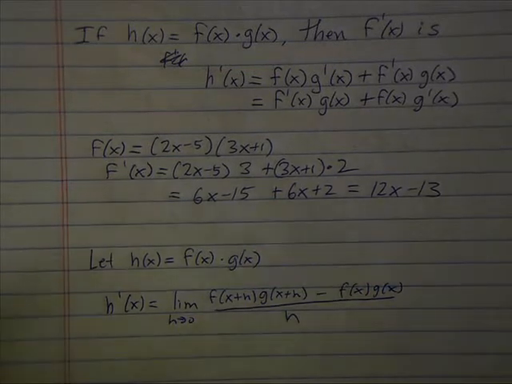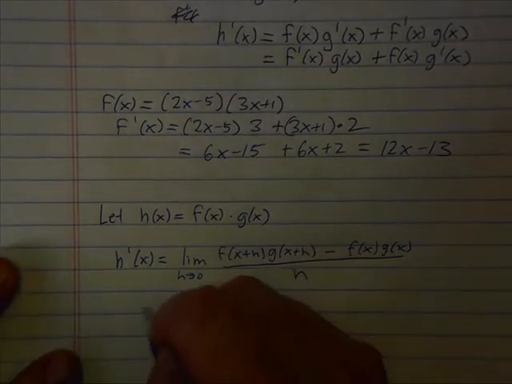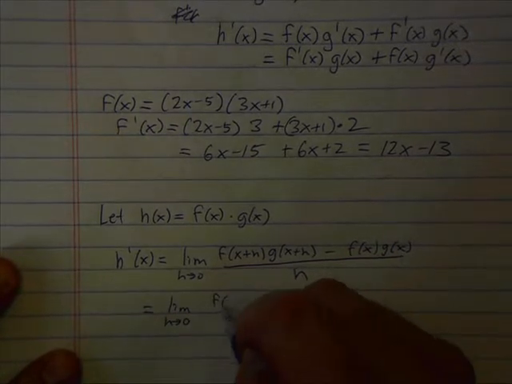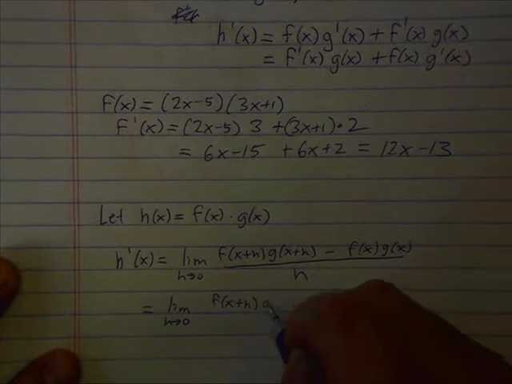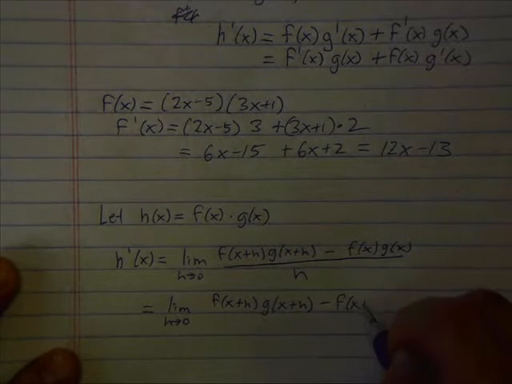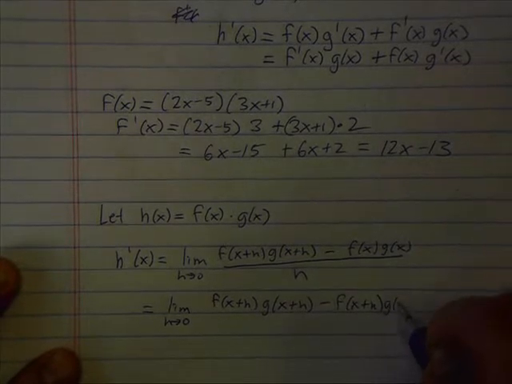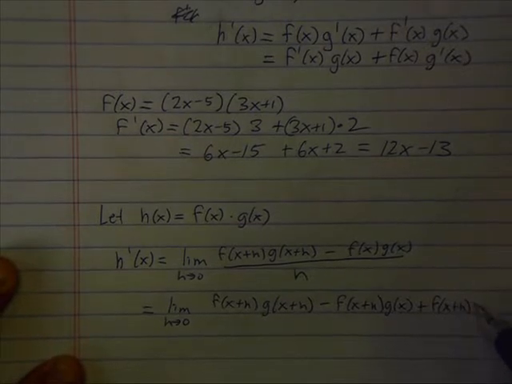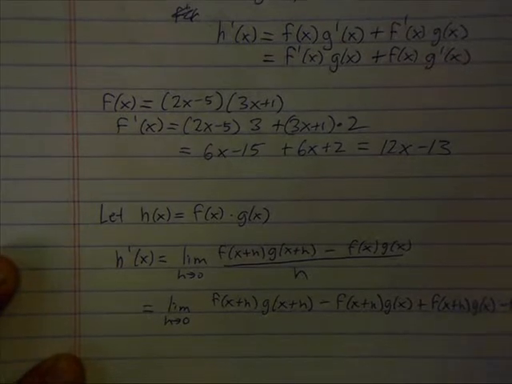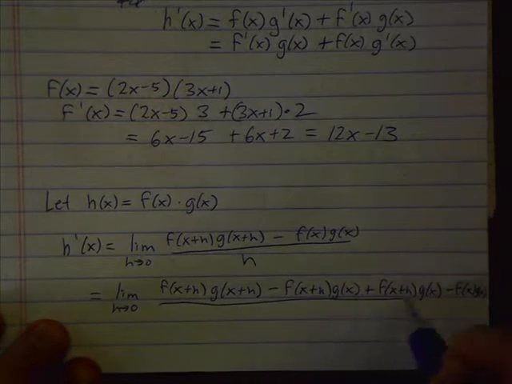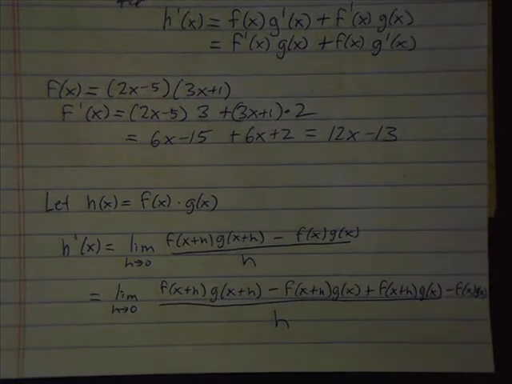All right, now here's what you have to do with this one. I'm going to rewrite this way. This is the limit as h goes to 0 of f of x plus h times g of x plus h minus f of x plus h times g of x plus f of x plus h times g of x minus f of x g of x. Kind of ran out of room there. All over h.